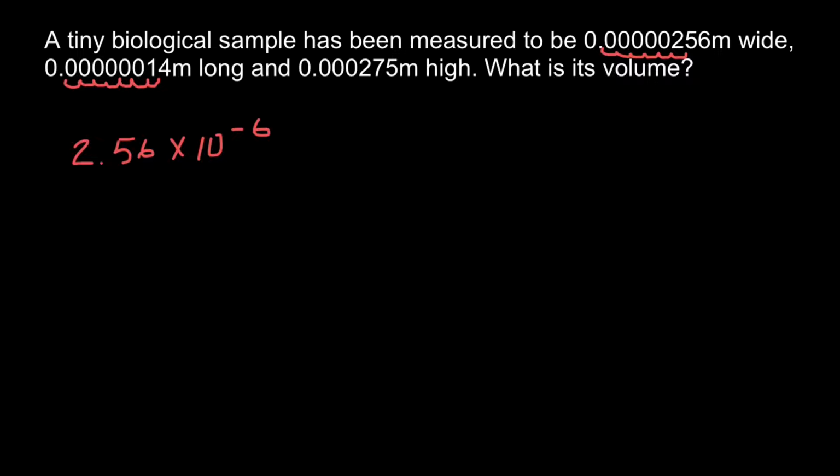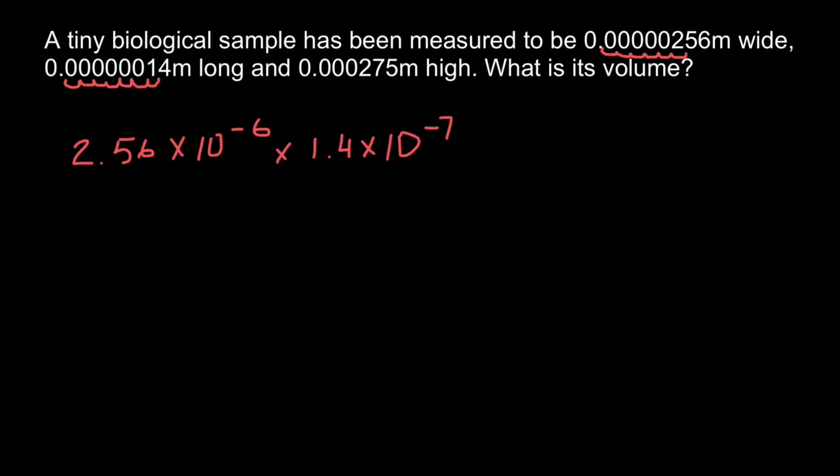I hope you understand that in order to find the volume, we have just to multiply widths by lengths and by heights. So after conversion of the second number, the length is going to be 1.4 times 10 to negative 7.